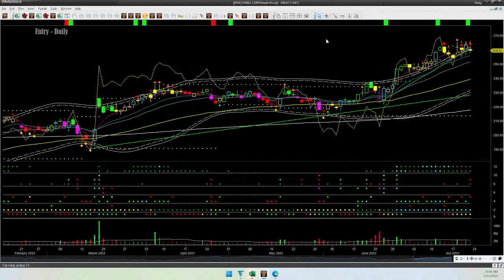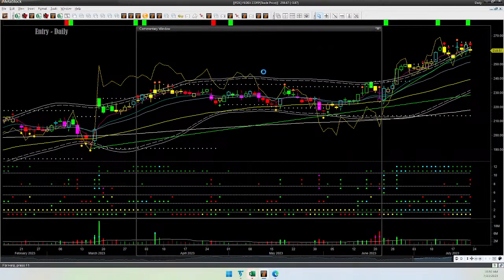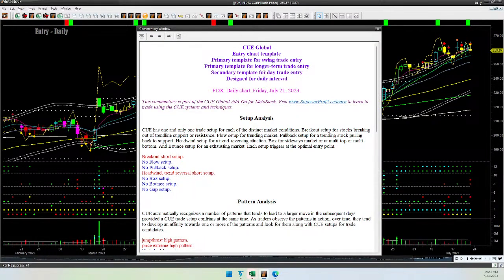Is it really giving? We could find it out either from the commentary on Q Global. Yes, it is actually giving a headwind setup as well as a breakout setup. And if we look at the pattern analysis, after setup analysis, it is showing attractive patterns for shorting, that is at jump thrust high as well as price extreme high.